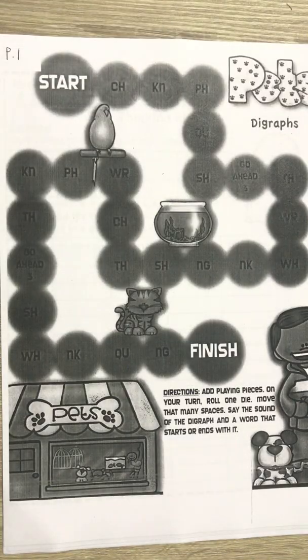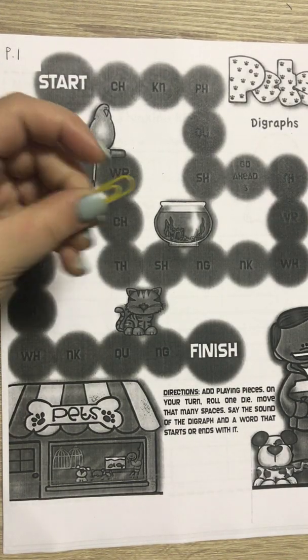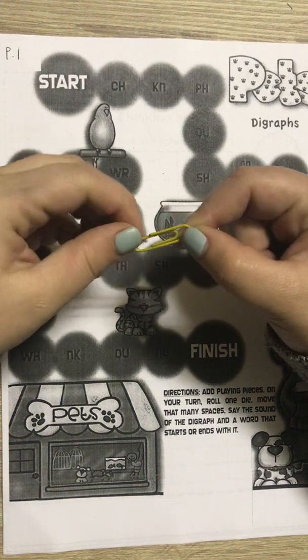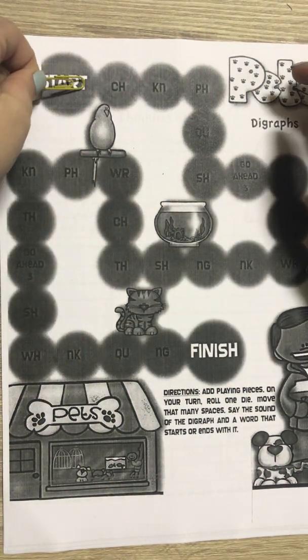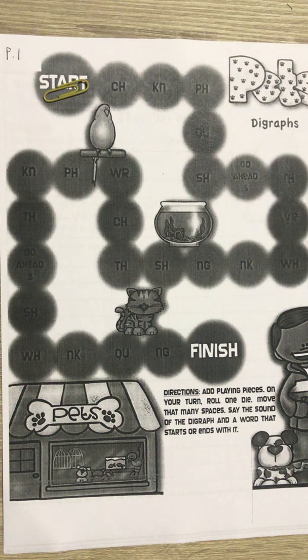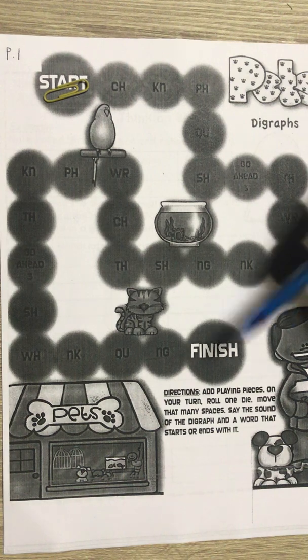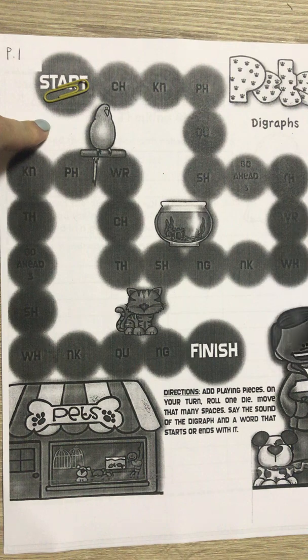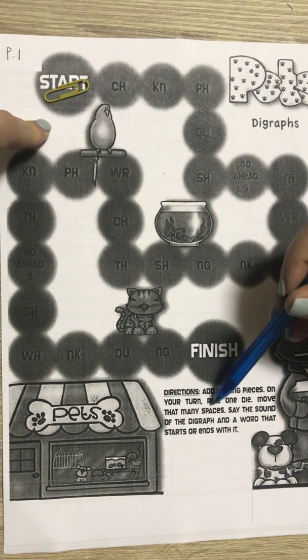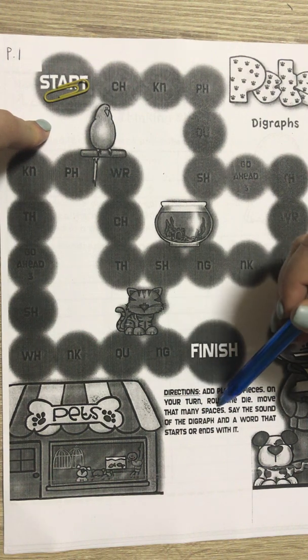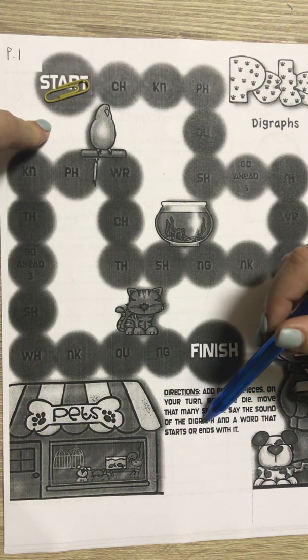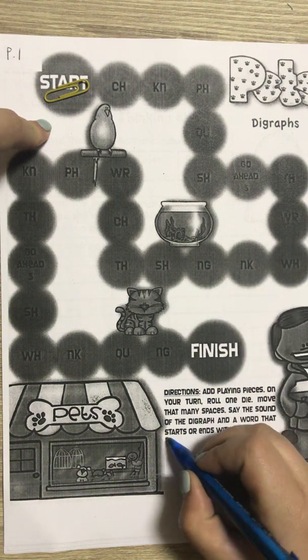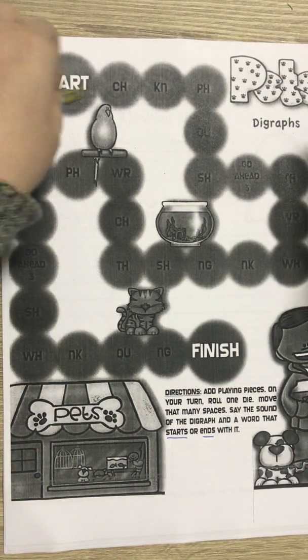Good. Now, let me show you how the game is played. Again, you are going to need a game piece. I have my handy dandy paper clip over here, and I'm putting it on start. Now, the directions say, add playing pieces, did that. On your turn, roll one die. You can just do this alone. This activity is fine to be doing alone. Move that many spaces. Say the sound of the digraph and a word that starts or ends with it. So the starts and ends part is important.